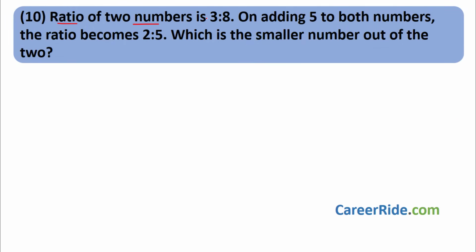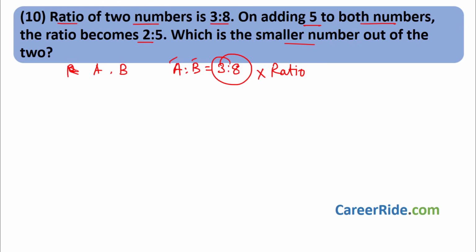The ratio of two numbers is 3:8. On adding 5 to both numbers, the ratio becomes 2:5. Which is the smaller number out of the two? Now, let the two numbers be A and B. The ratio of the two numbers is 3:8, and these are not the actual numbers, this is nothing but the ratio. They say that on adding 5 to both numbers, the ratio becomes 2:5. That means 5 is added to the numbers, it is not added to the ratio, right?